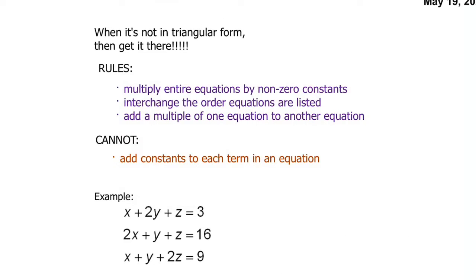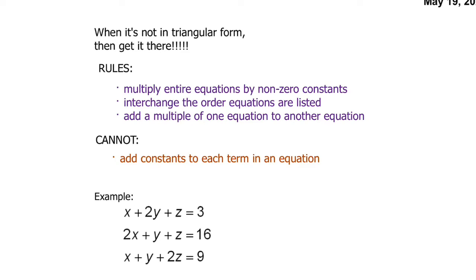When our system is given to us and it's not in triangular form, we need to get it there. So some of the rules that we have: we multiply entire equations by non-zero constants. We can multiply an entire equation by a non-zero constant and not change its value. We just change what it looks like.